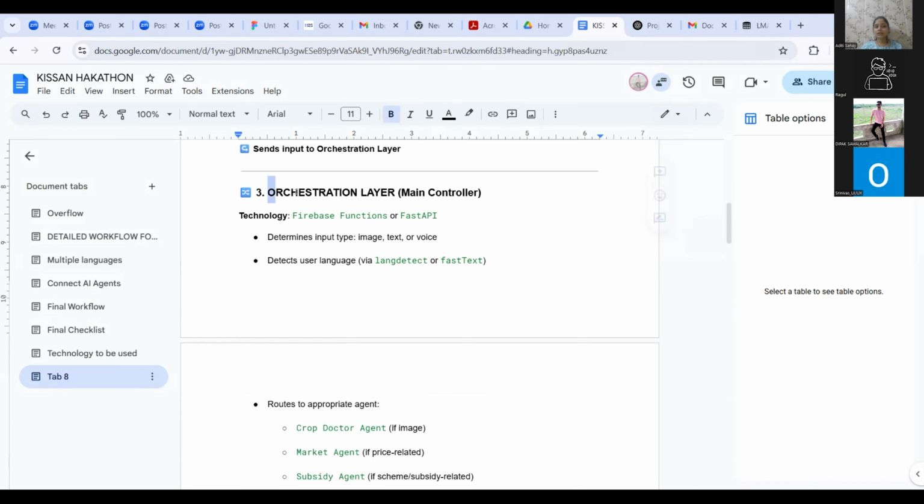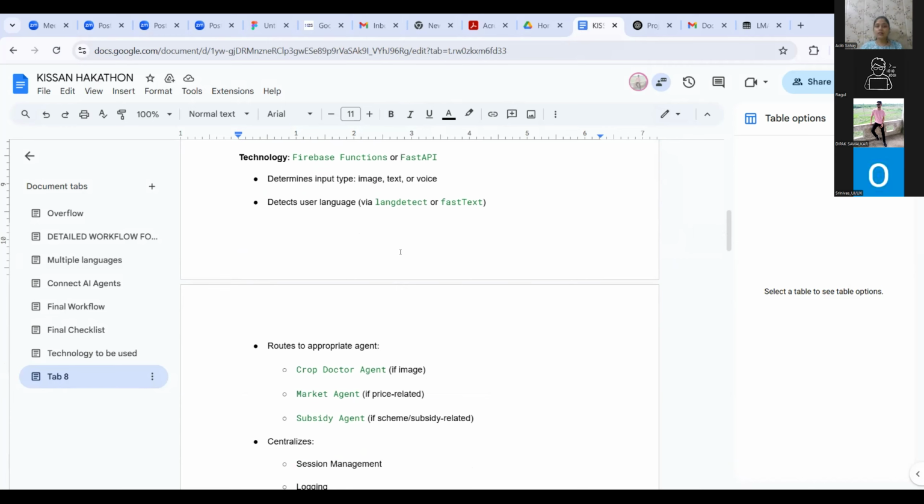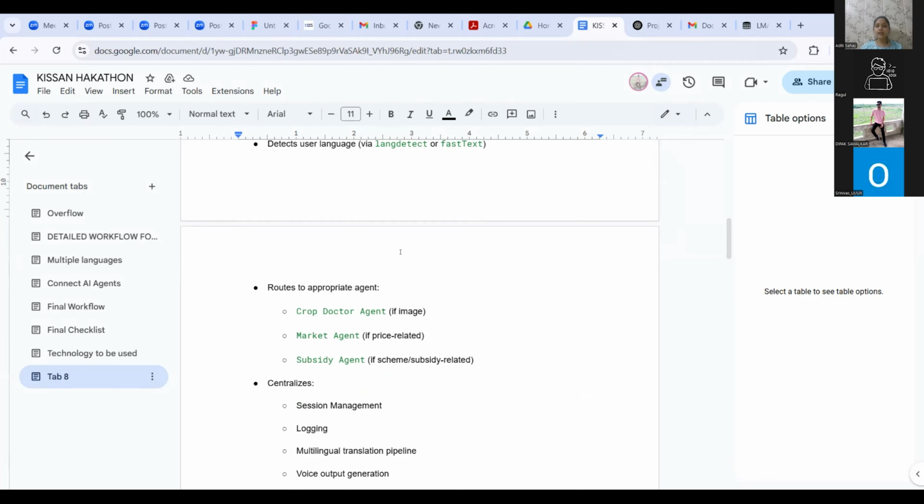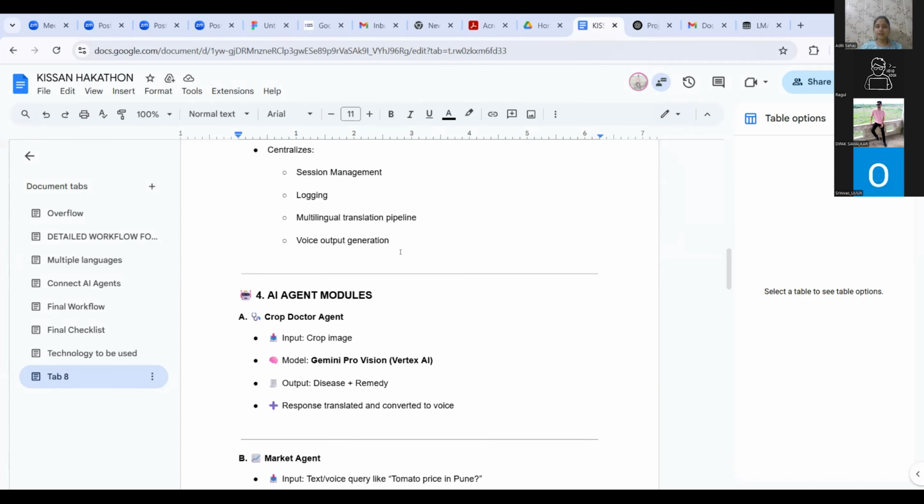Now, this is the main controller, which is the orchestration layer. The technology we are going to use is FastAPI or Firebase Functions. It will basically determine the input type and the language, and then route it to the appropriate agent. For example, if you ask about price or subsidy, it will take you to that page and help you resolve your query.